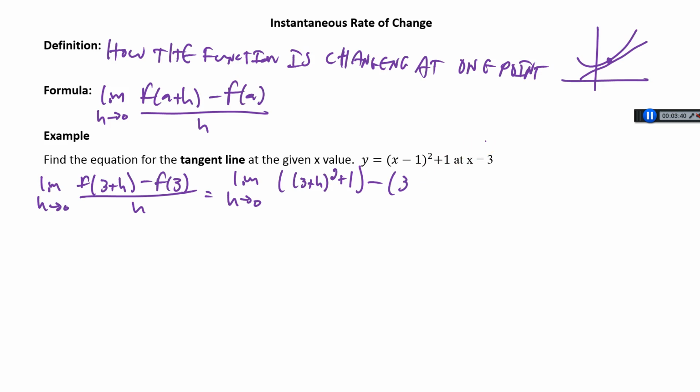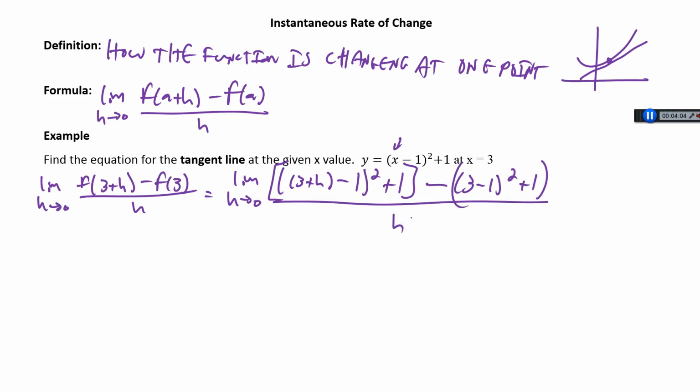Oh, I missed a piece in there. Let's try that again. So f of 3 plus h. 3 plus h replaces the x. So we have 3 plus h minus 1 squared plus 1. There we go. So that's the first part. And then we subtract off f of 3, which is 3 minus 1 squared plus 1. Subtract off that whole thing divided by h.